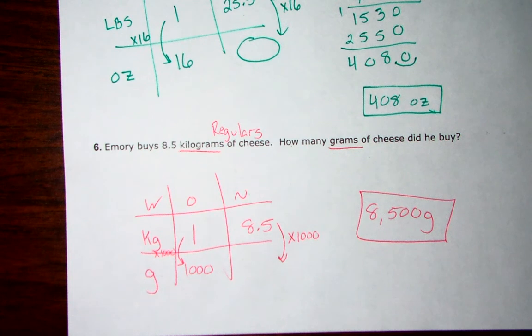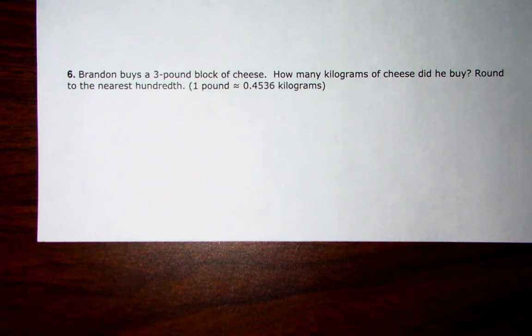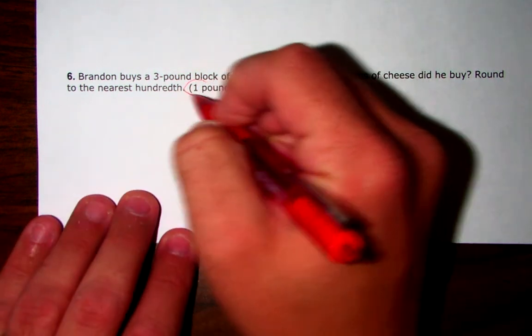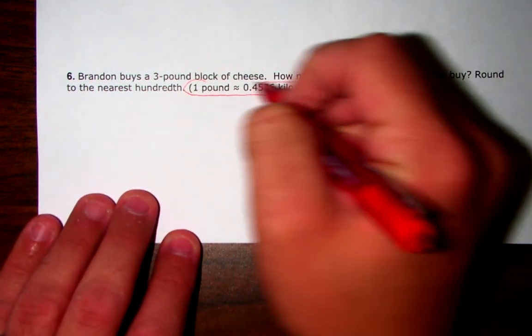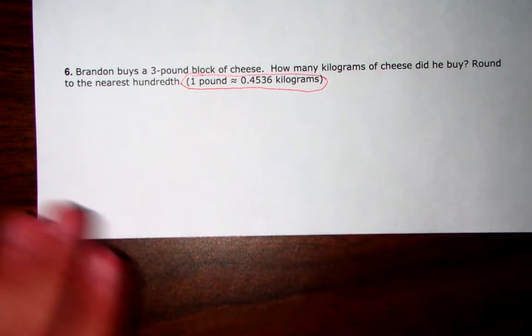You are done. If you are in pre-AP, your number 6 is slightly different. This is the new unit that you are learning today in class on Tuesday. Brandon buys a 3-pound block of cheese. How many kilograms of cheese did he buy? Round to the nearest hundredth. Okay, well, it's giving us a conversion right here. That's the conversion you need. No star chart for number 6.